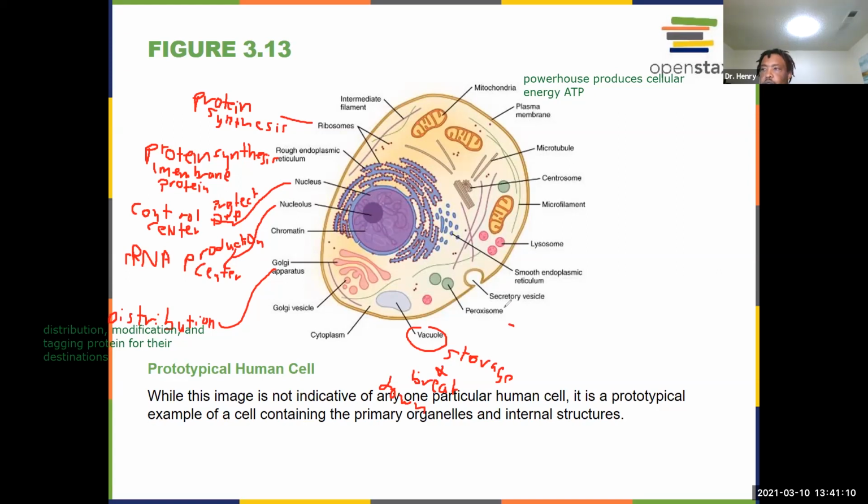Peroxisomes are basically to get rid of all your toxins, particularly hydrogen peroxide and oxide toxins. Secretory vesicles are just vesicles that are used for secretion.